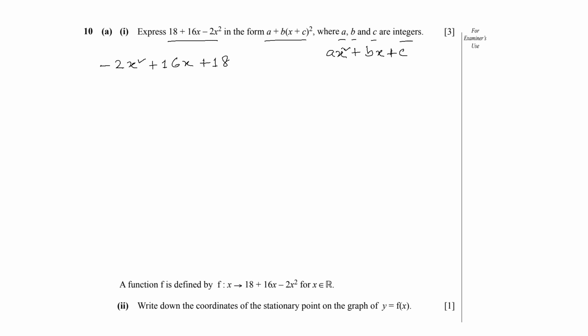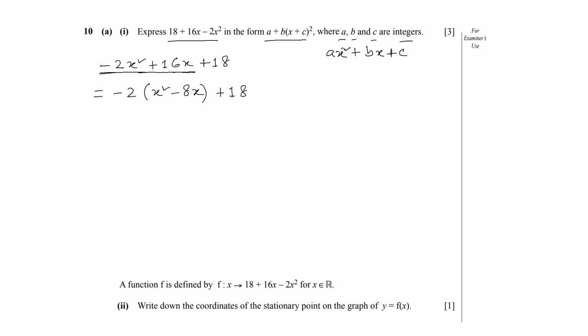Now we need to get rid of minus 2 from x squared to do the completing square, because we need the positive 1 to be the coefficient of x squared. So let's take minus 2 out as the common factor from these two terms. So we can write minus 2 times x squared minus 8x plus 18.